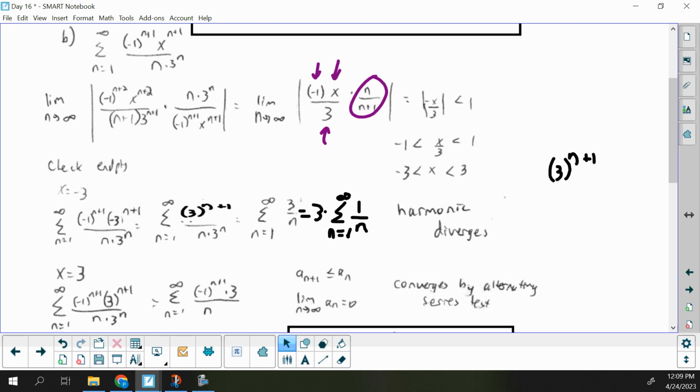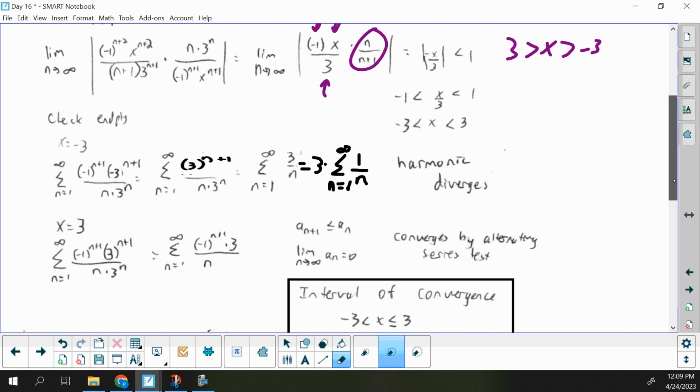You would just switch your signs, and it would end up looking like 3 greater than x greater than -3 if you chose to carry the negative through. But it's the same thing. And then we got to check our endpoints.